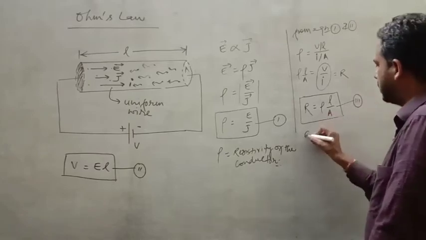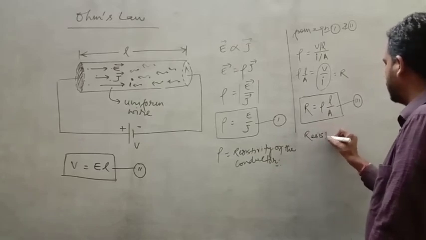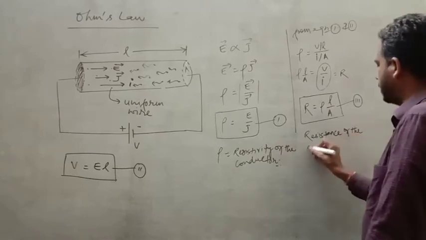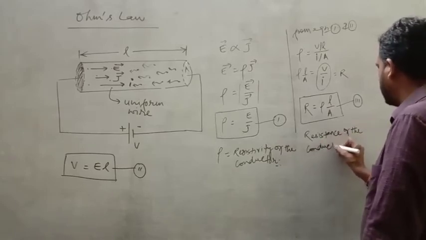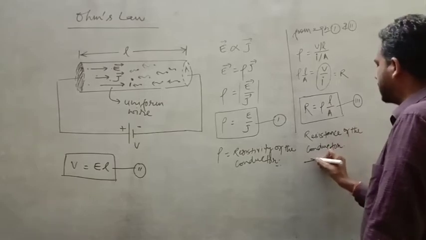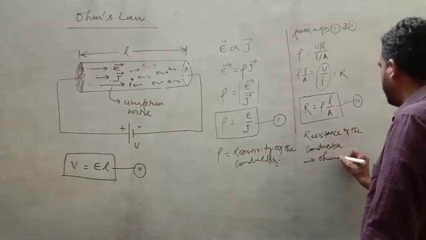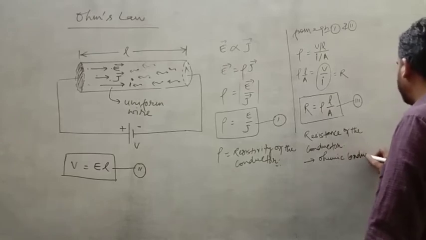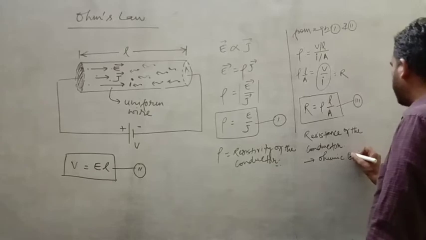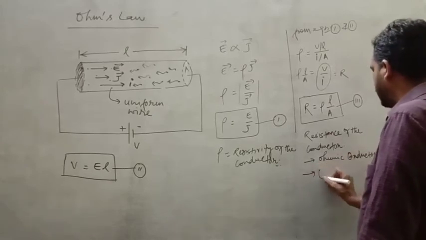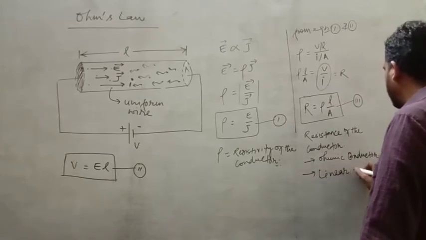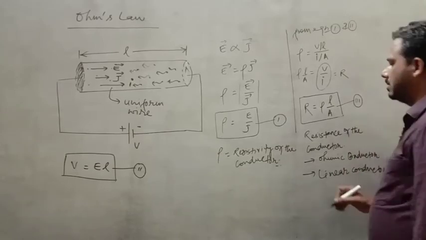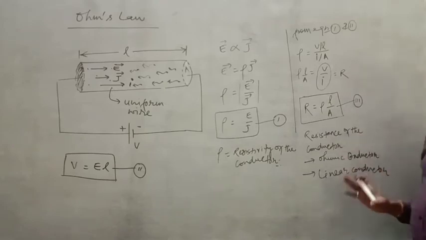So this is the resistance of the conductor. And one more thing, this conductor is an ohmic conductor. This is also called an ohmic conductor, and an ohmic conductor is also called a linear conductor. So this is the relation that we established here, and this is called Ohm's law.